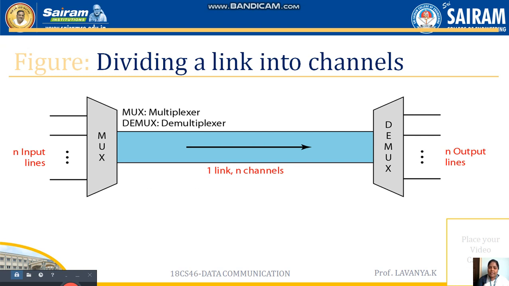The next one is the multiplexing diagram. This diagram contains two components, the multiplexer and the demultiplexer. In short, we call the multiplexer a mux and the demultiplexer a demux. The multiplexer has many inputs and only one output. The demultiplexer is the inverse of the multiplexer, with many outputs and only one input.